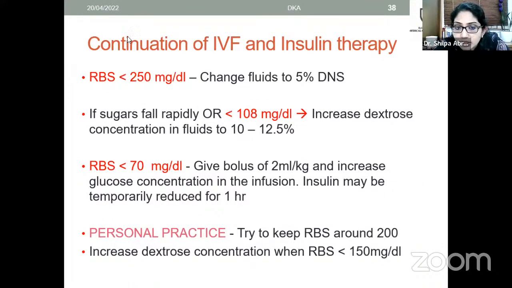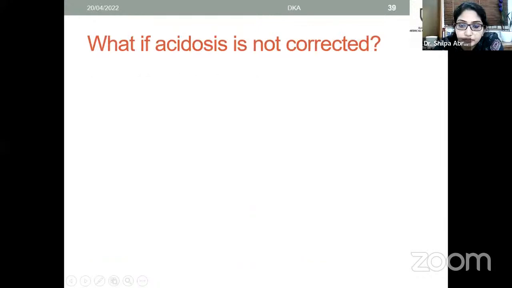So basically what you understand is, as the sugars fall, we don't decrease the insulin rate. Why? Because insulin is important to correct the acidosis. Once you stop or decrease the insulin rate, your acidosis correction doesn't happen. Okay. So it is important for us to keep the insulin rate the same, but to prevent hypoglycemia, what you can do is increase the dextrose concentration in the fluid.